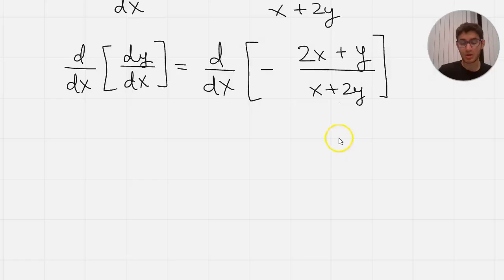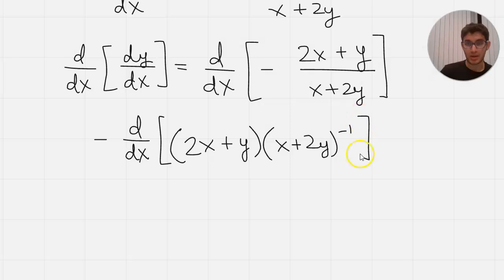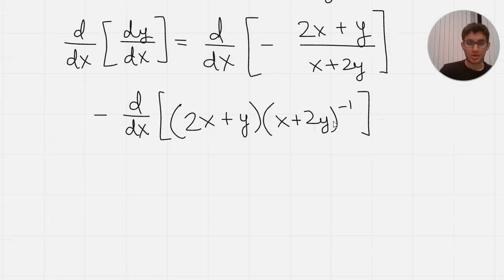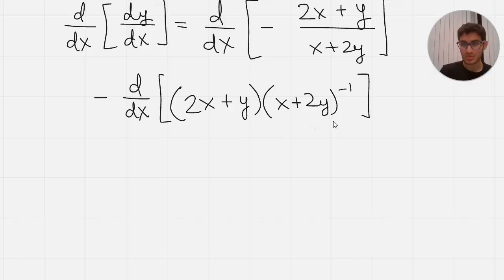So let's skip that. Let's make it a little more unique, and instead write this as negative d dx of (2x plus y) times (x plus 2y) to the negative 1. And now there's some chain rule action going on as well. The inner function is x plus 2y and the outer function is something to the negative 1. Now we've got a product over here, but it's just a slightly messy product. We can work with that though. So what is this going to be? Well, we keep the negative.